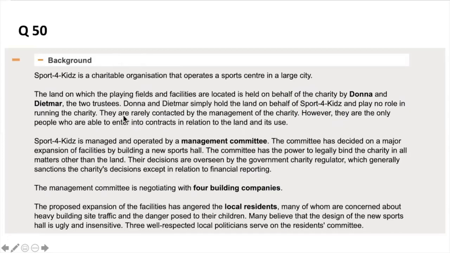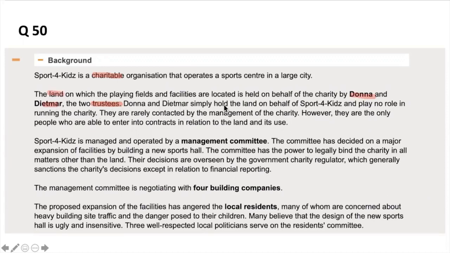Question 50. Let's read the background information. Sports for Kids is a charitable organization that operates a sports center in a large city. The land on which the playing fields and facilities are located is held on behalf of the charity by Donna and Dietmar. So the land is owned by them. The two trustees, so they're trustees.